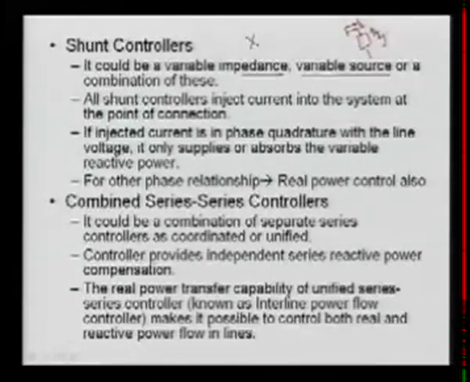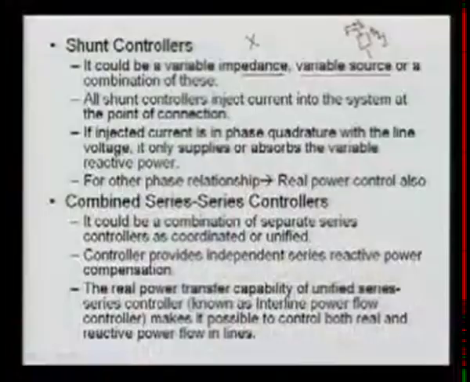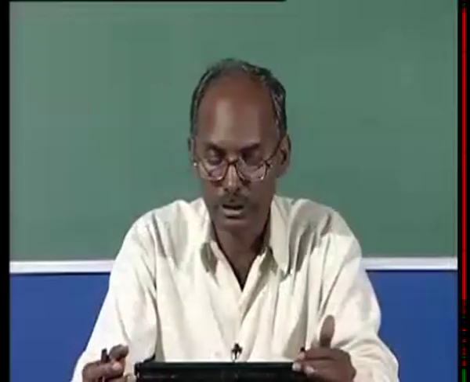Controllers provide independent series reactive power compensation, meaning they can control the reactive power independently. The real power transfer capability of the unified series controller, known as the interline power flow controller, makes it possible to control both real and reactive power flows. It means we can transfer power from one line to another line, and this interline power flow controller, called IPFC, is an example of series controllers.